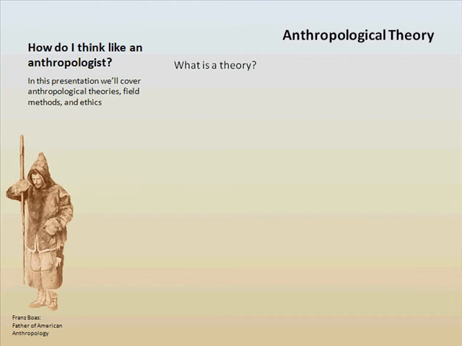So again, it's something that's been observed over and over again, and people haven't been able to falsify it. So it becomes generally accepted in the discipline in and of itself. So we're going to talk about a few of the theories that have emerged in anthropology. Some of them are still influential today, some of them are not.